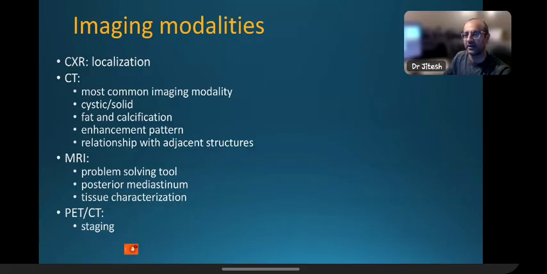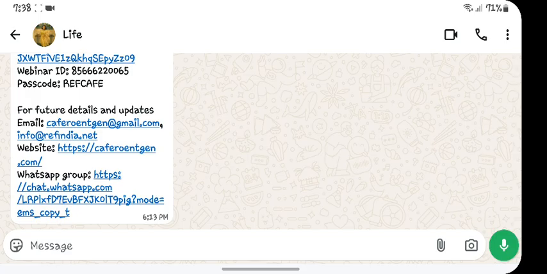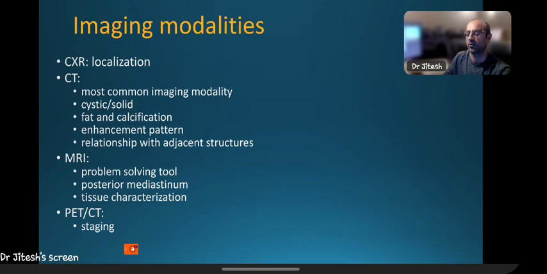CT can help us identify calcification within the mass, the presence of fat, and most importantly, whether these masses are cystic or solid. We can see the enhancement pattern of these masses, which can help us decide if the mass is hypervascular or not, because there are different differential diagnoses for hypervascular masses. It is also helpful for local staging of these tumors, to know the relationship with the adjacent structures.